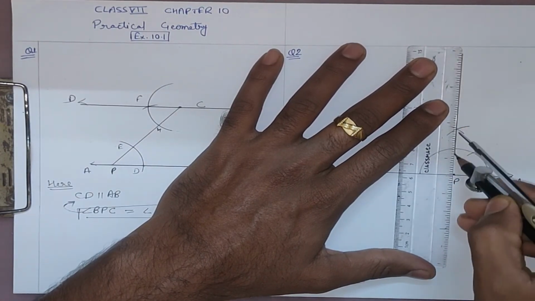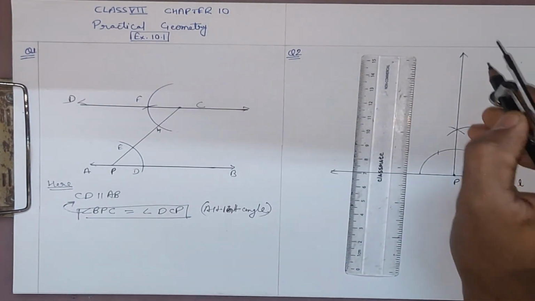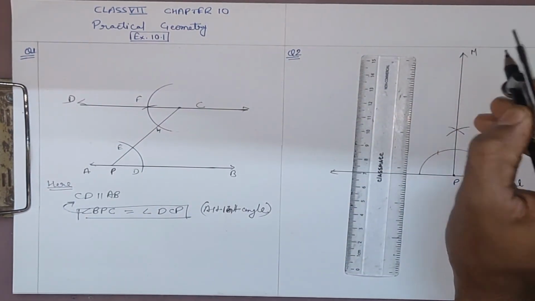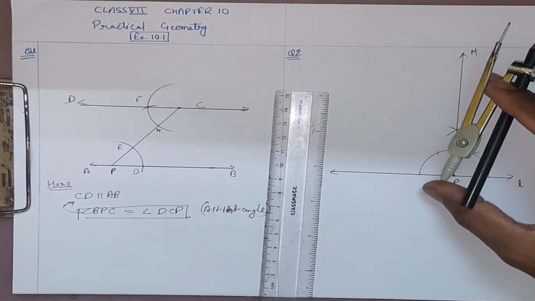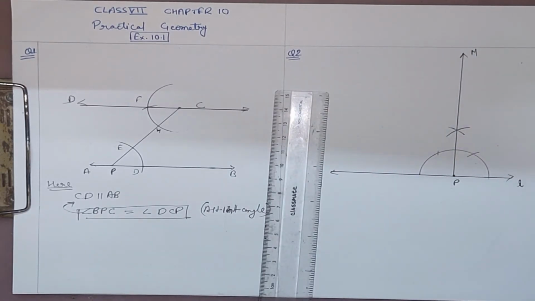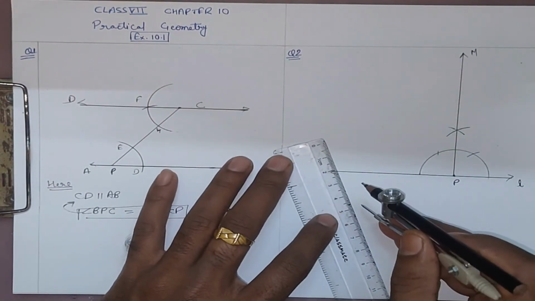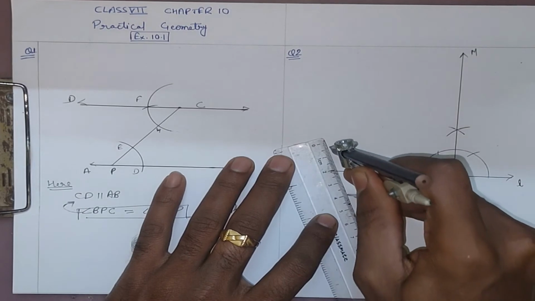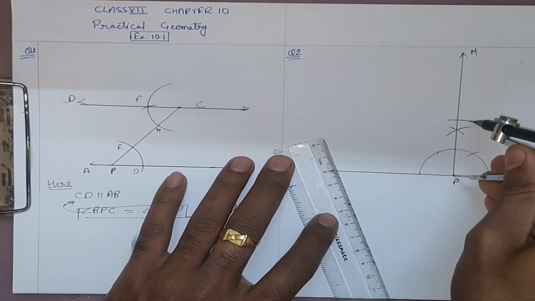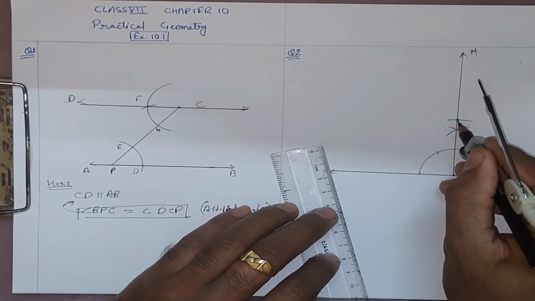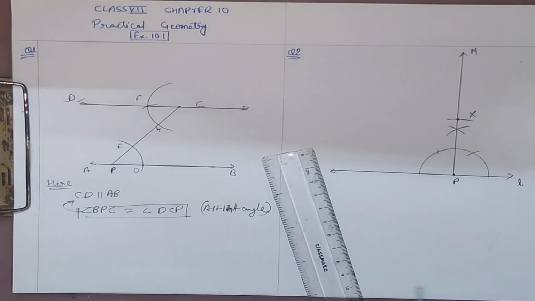Now see, we have drawn a perpendicular, give it the name M. Okay, 90 degrees we have drawn. Now on this perpendicular, choose any point X at a distance of 4 centimeters. So in this PM we have to take the distance of 4 centimeters. That's what we have taken. Cut an arc. Now this is our point X.